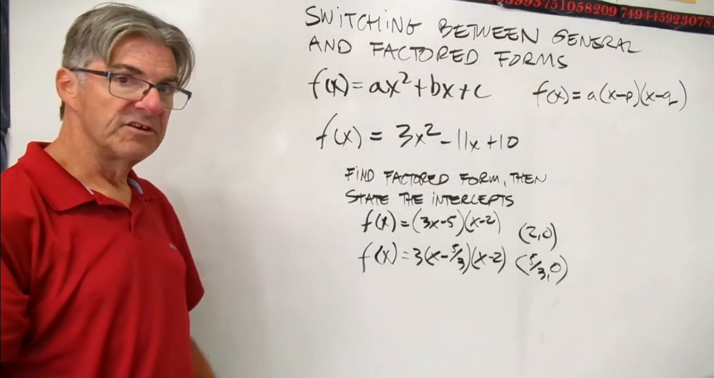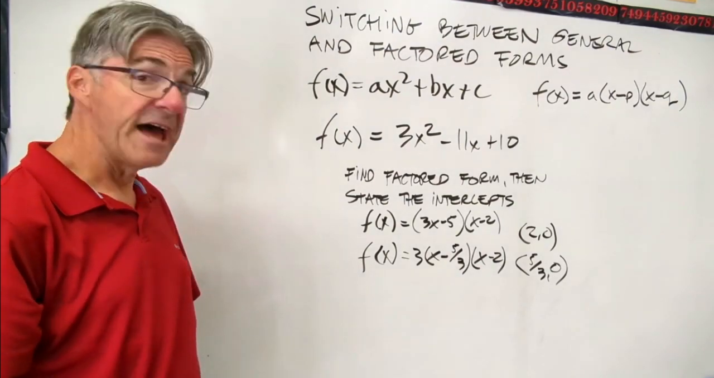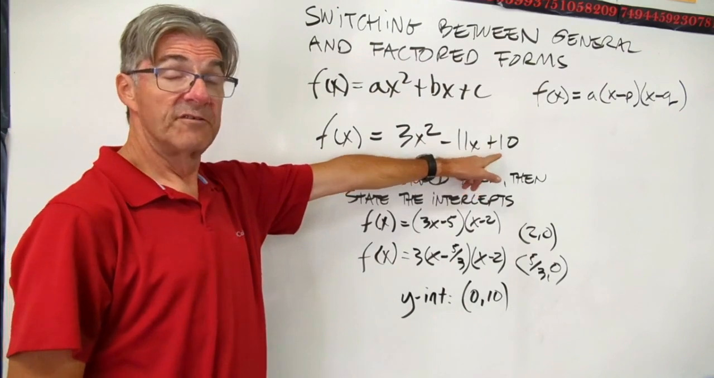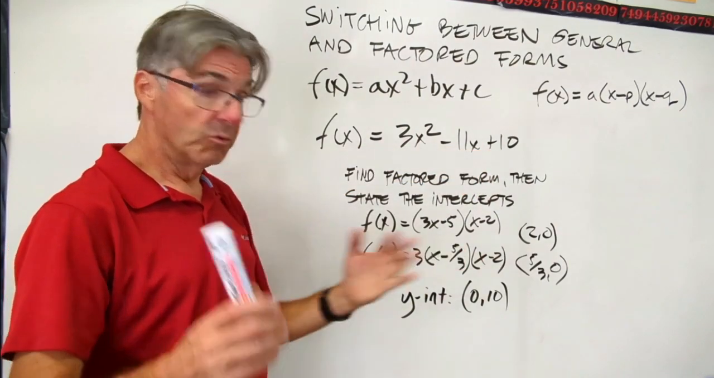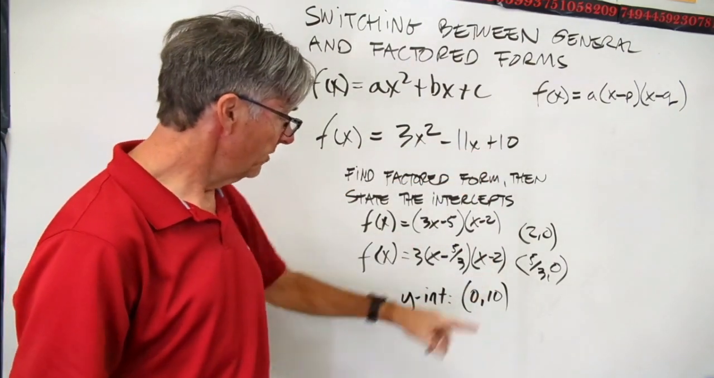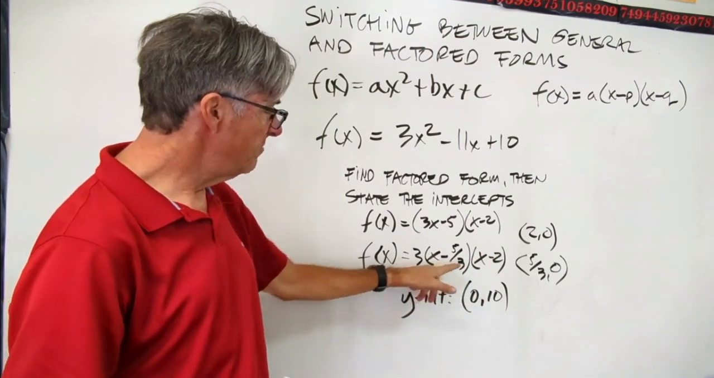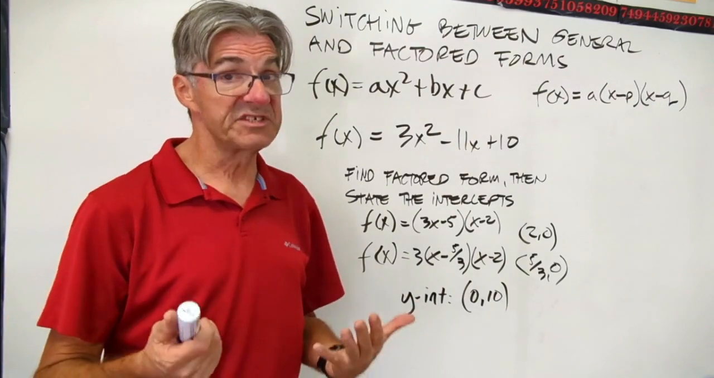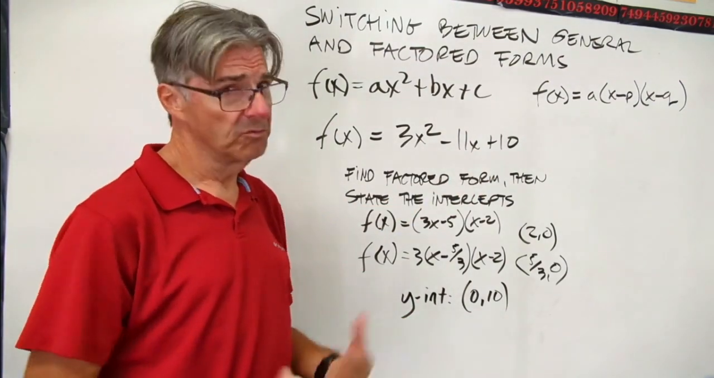Now finish it up. If you haven't listed the y-intercept, go ahead and do that. So here's your y-intercept, 0, 10, just grabbed right here from our general form equation. Now, we could also get that here. We would just put in 0 for x and do minus 5/3 times negative 2 times 3, and that would also give us 10. But since we have the general form, we're going to use that.